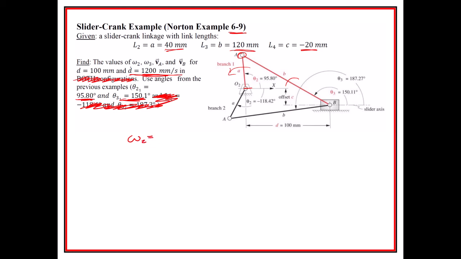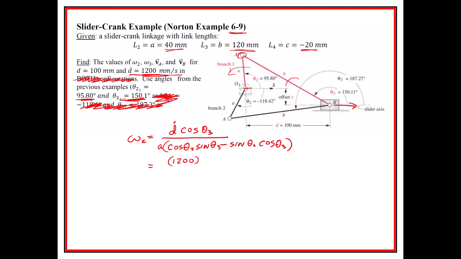omega 2 is equal to d dot times the cosine of theta 3, divided by a times the quantity cosine of theta 2 times sine of theta 3, minus sine theta 2 times cosine of theta 3. What we end up finding is we get 1200, right? And because it's given, I'm going to assume that must mean it's going in that direction.